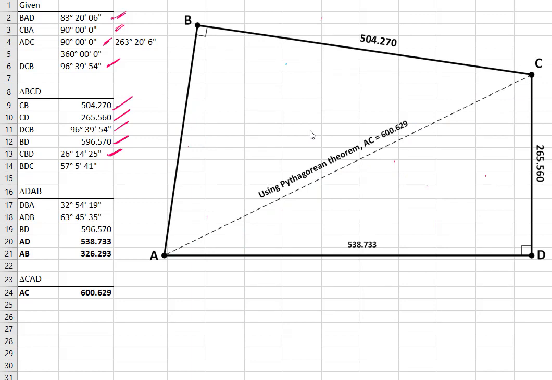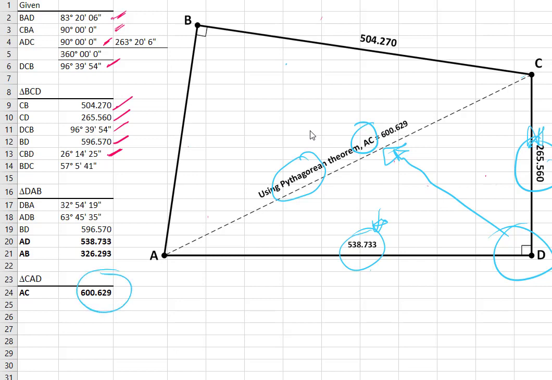So this is the final phase of the solution, where we want to find the line AC. The line AC, what do we have here? We have already calculated this side. We already calculated this side. And what do we have? We have two legs of a right triangle. So we can apply the Pythagorean theorem, 256 squared plus 538 squared, square root, and this will give me this side. And by this, we have all the sides that were required. AD, AB, and AC are now found.